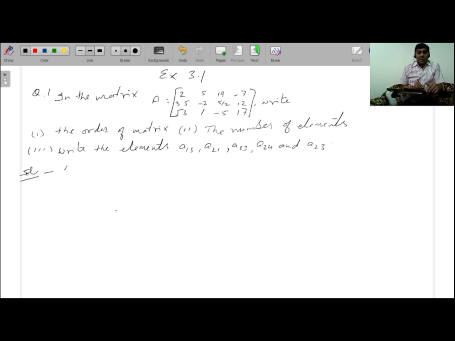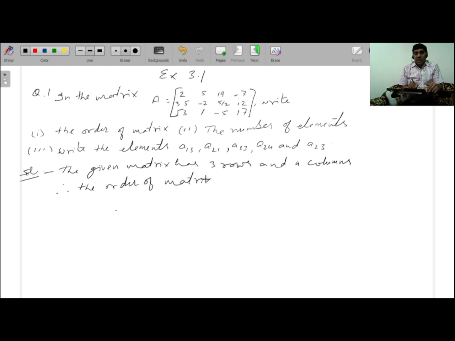The given matrix has 3 rows and 4 columns. Therefore, the order of the matrix is 3 by 4.